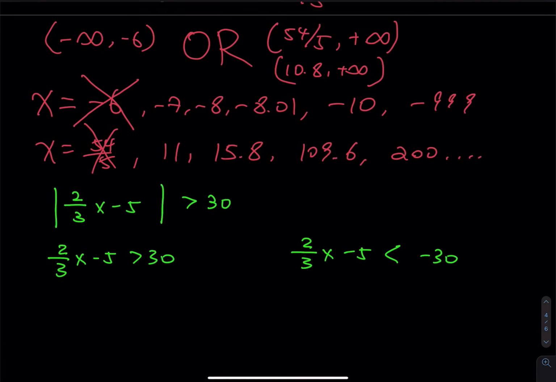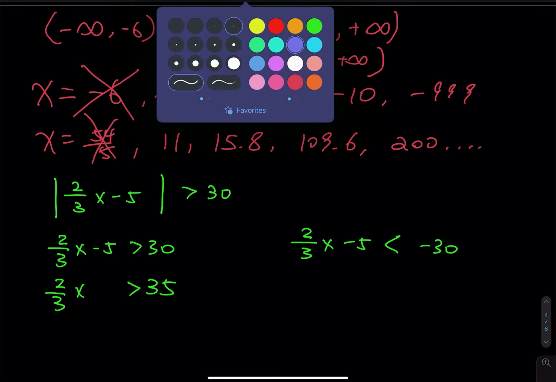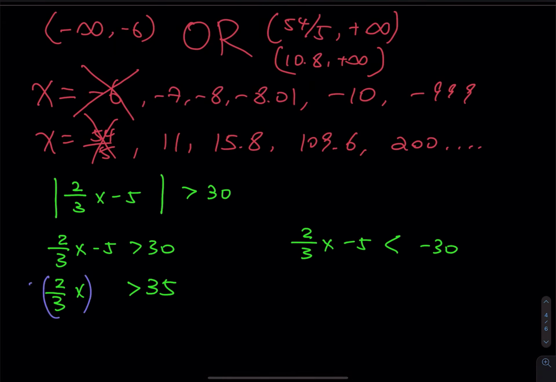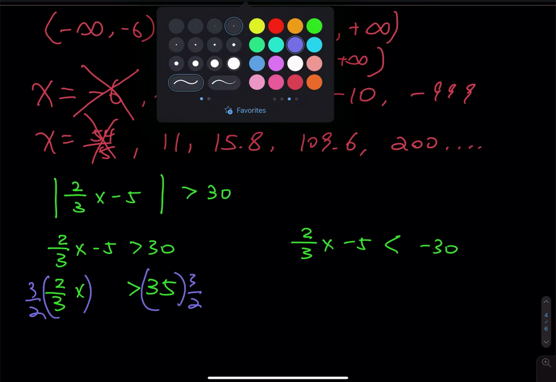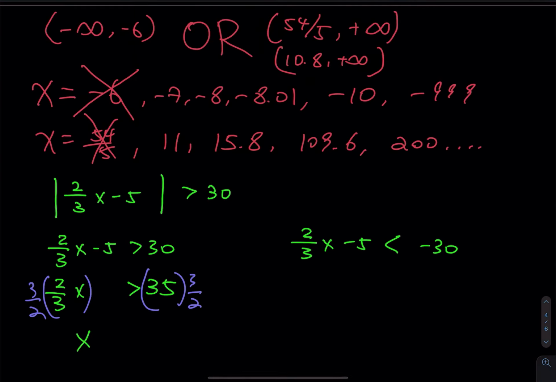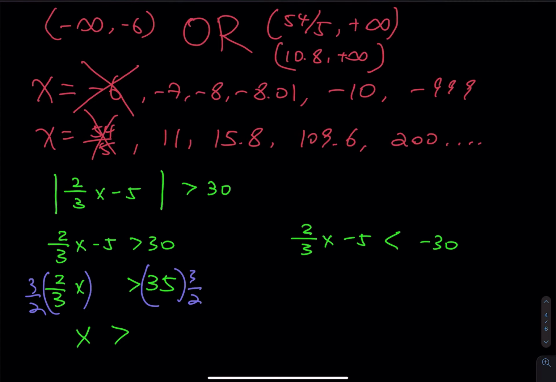We add 5 on both sides. So 2 over 3x, 30 plus 5. And then you multiply both sides by 3 over 2. And then you have x greater than, this one I will just multiply the top. So the top after you multiply, then that will be 75, I mean 105. 105 over 2.